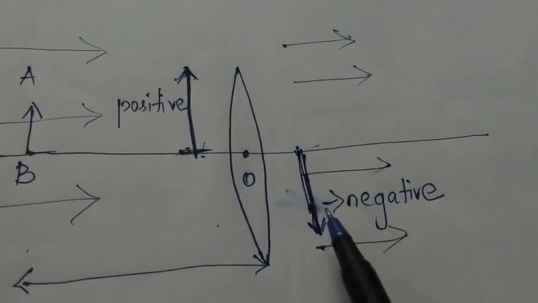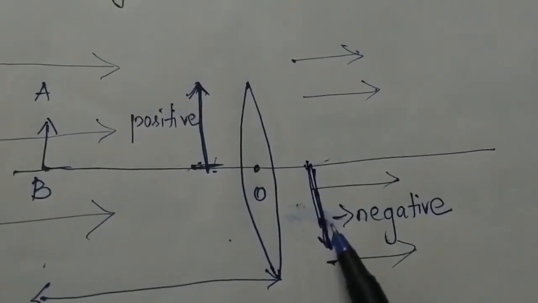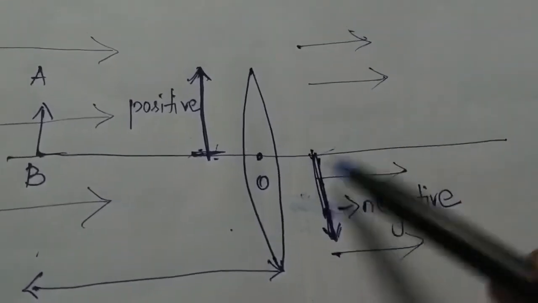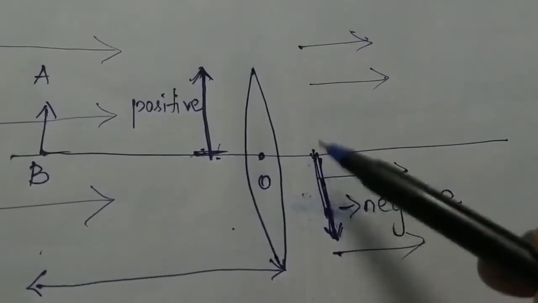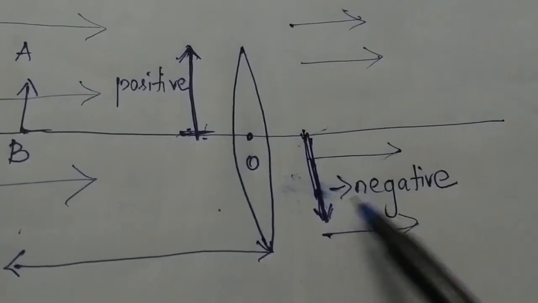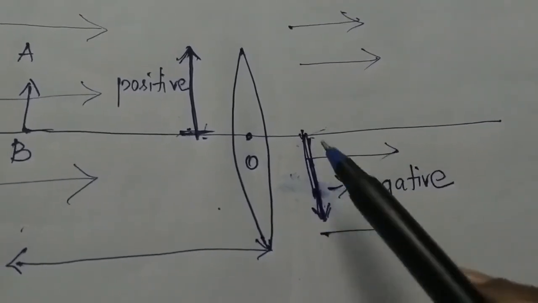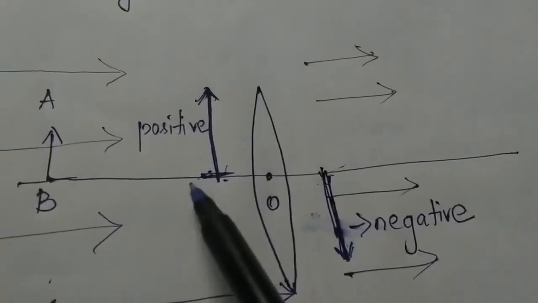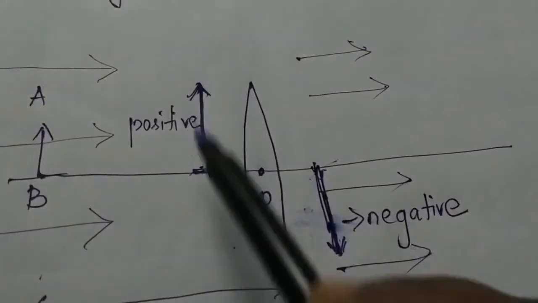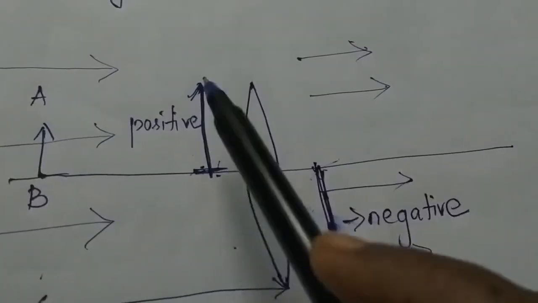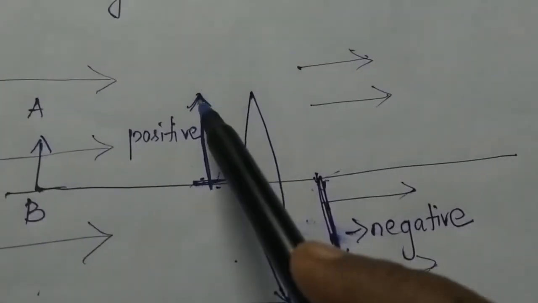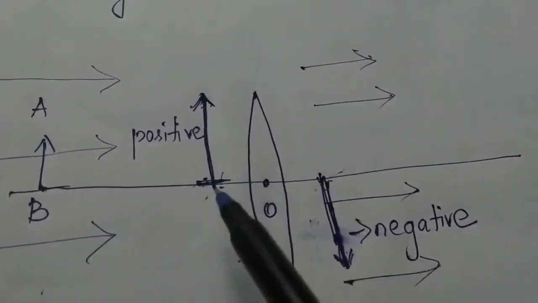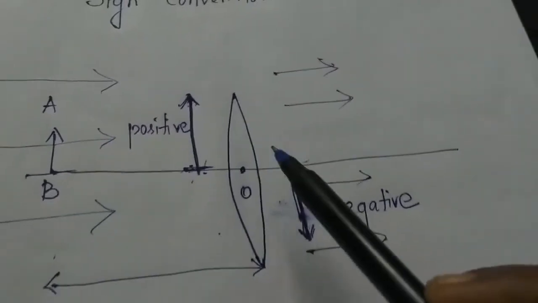In a convex lens, the image is formed on the other side, the right side of the lens, and it will be inverted. So we will measure the image size like this. And then in a concave lens, we will get a virtual erect image, which is nothing but a direct, straight image. So we will measure the height from the principal axis, perpendicular, like this. So that will be taken as positive.